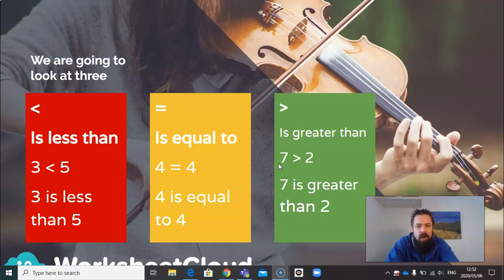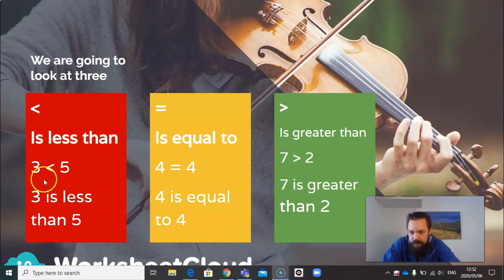And we always have the open side of the crocodile mouth towards the bigger of the two numbers. So whichever one is the bigger, so 7 is bigger than 2, and so we have that sign with the open side on the side with the 7, or over here, 5 is the bigger one, so we have the open side where the 5 is.